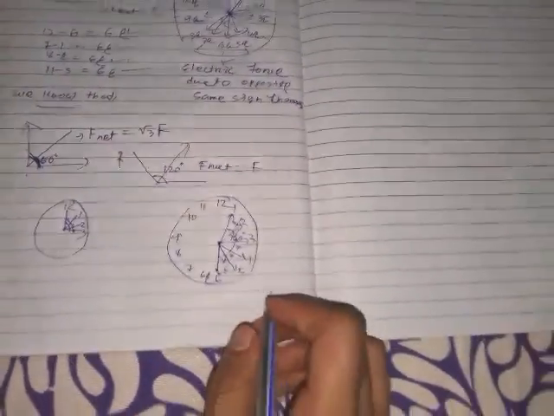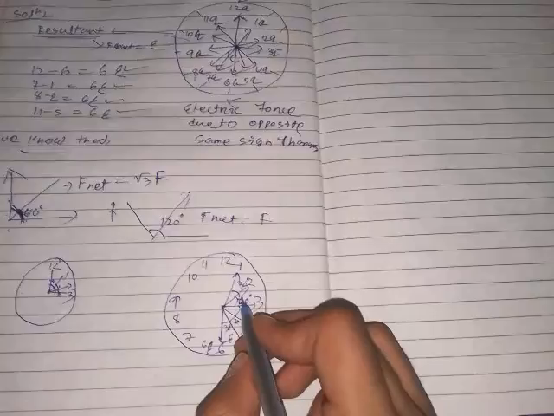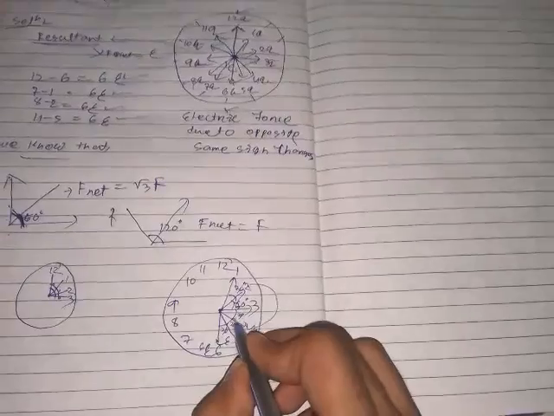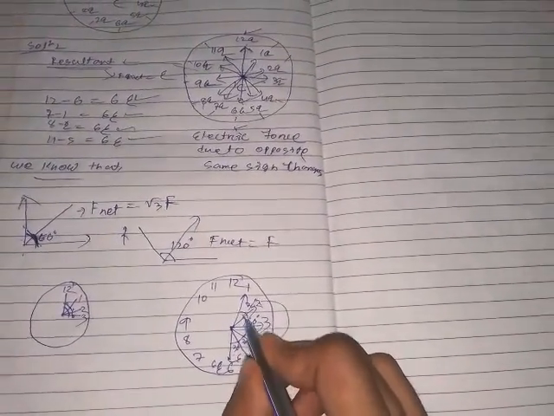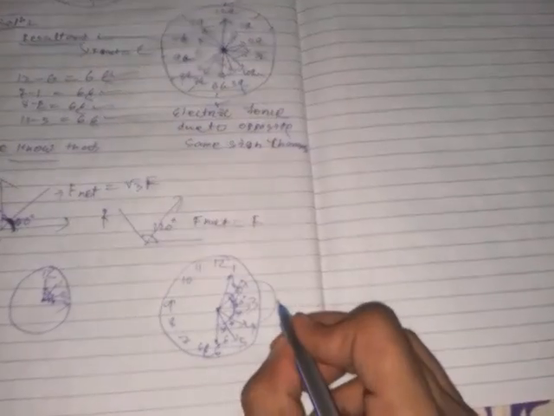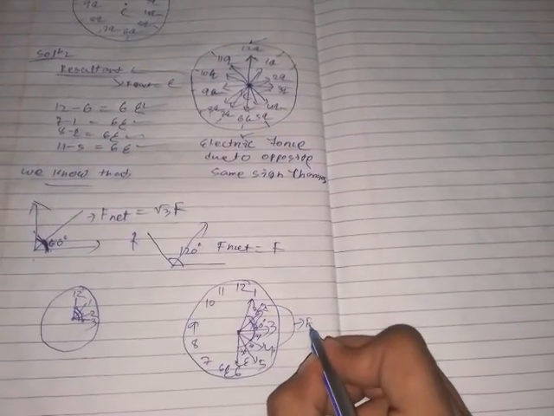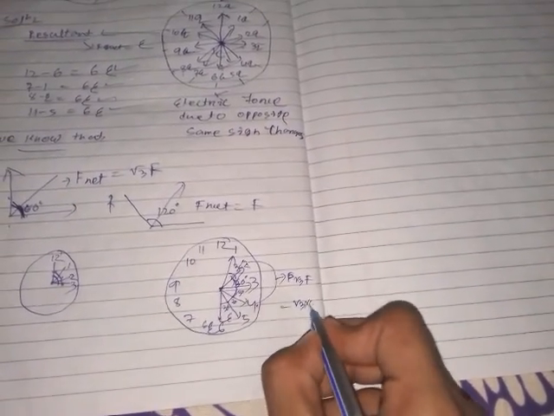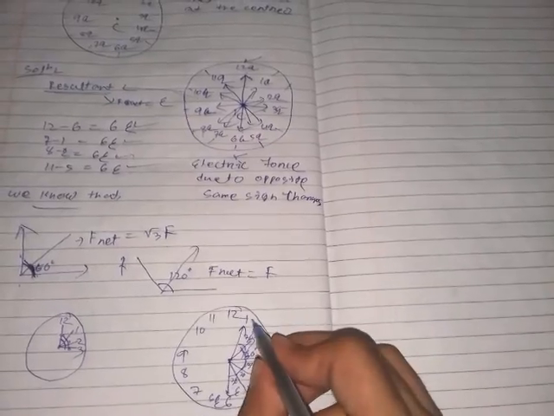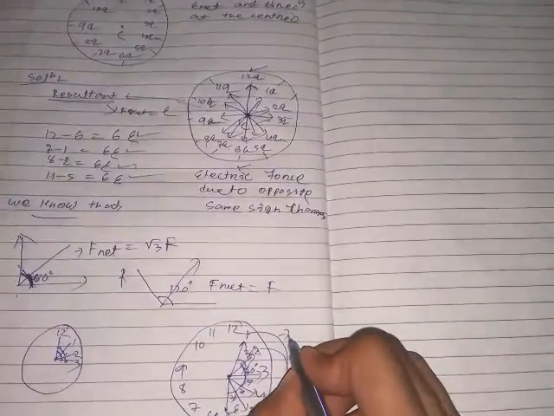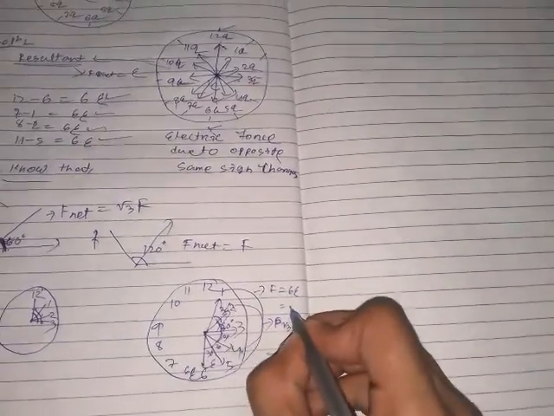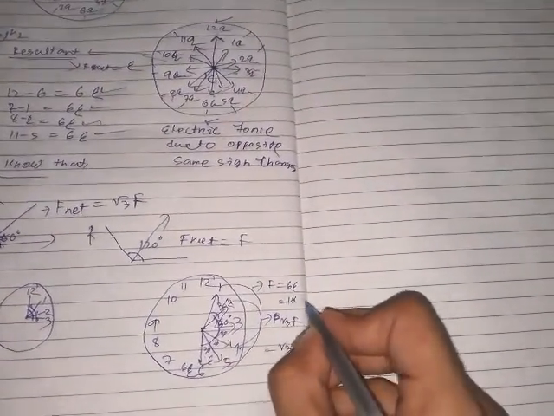So we select this and this, 2 and 4. The angle between 2 and 4 is 60 degrees. The resultant force will be root 3 F, which is root 3 into 6E. Then we calculate 1 and 5, where the resultant electric force is F equal to 6E.